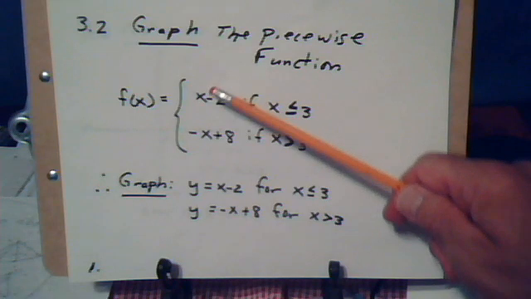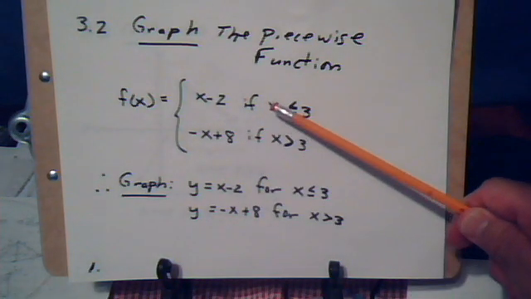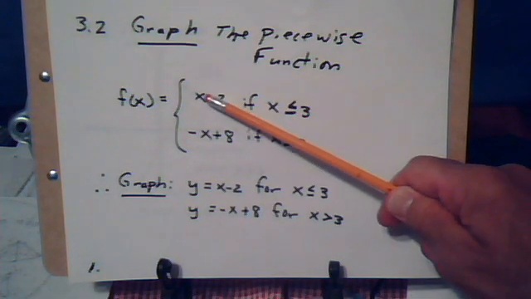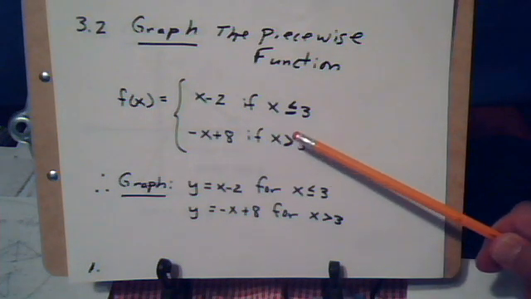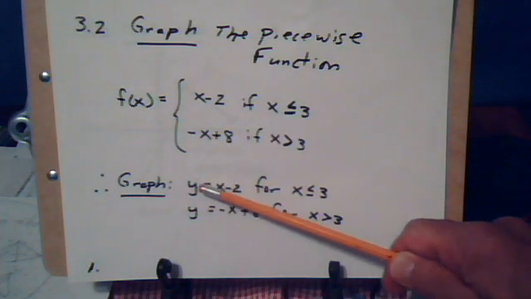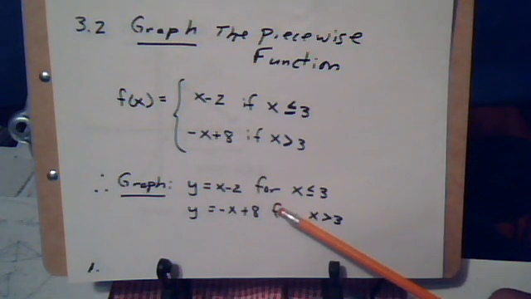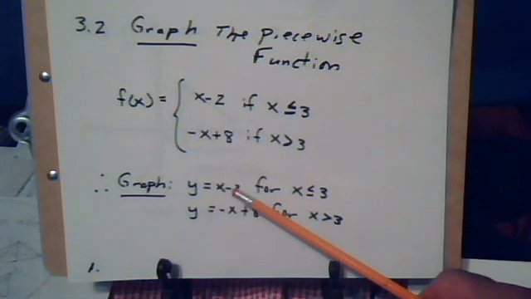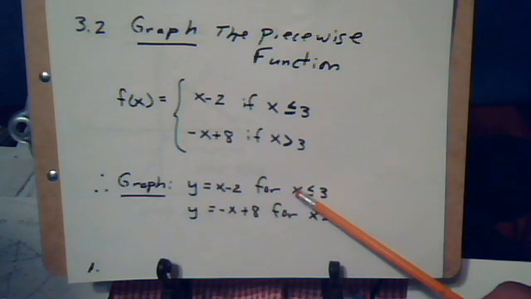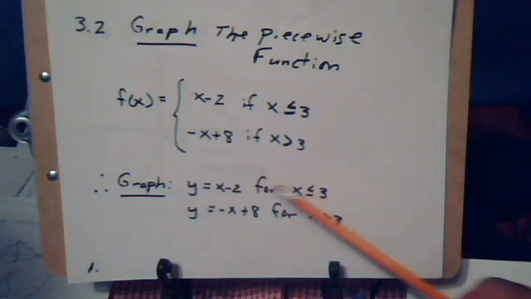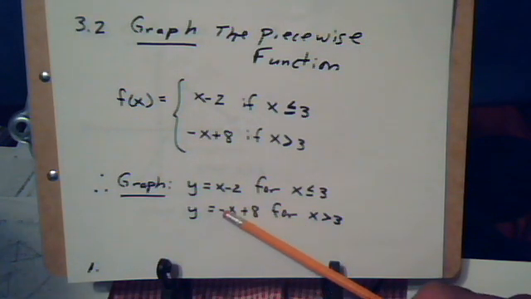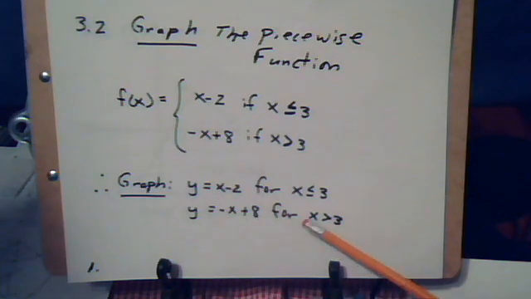Now, which piece do you use? Well, if your x is less than or equal to 3, use this piece. If your x is greater than 3, use this piece. So notice f of x can be written as y. And so we use y equals x minus 2 for x less than or equal to 3, and you use y equals negative x plus 8 for x greater than 3.